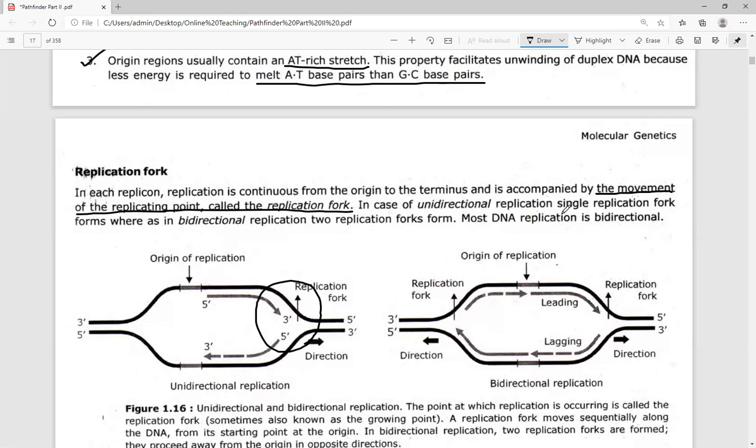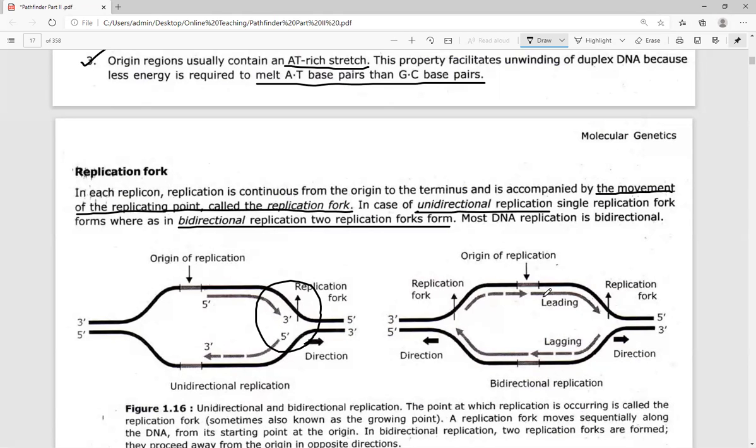In case of unidirectional replication fork, there is a single direction in which the replication is going to take place. In the case of bidirectional replication fork, DNA replication takes place in both directions, that is in the forward direction as well as in the backward direction. In unidirectional replication, a single replication fork is produced, whereas in bidirectional replication, two replication forks are produced, one in this direction and another in the opposite direction.